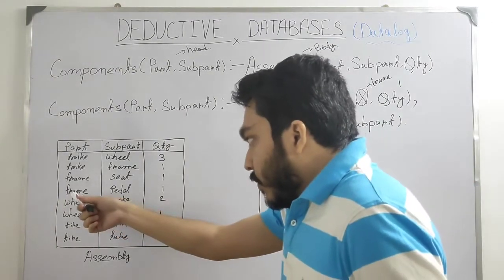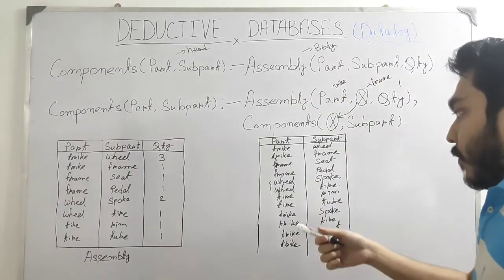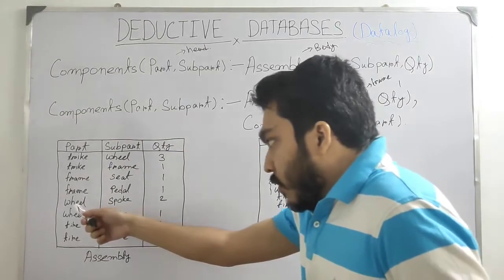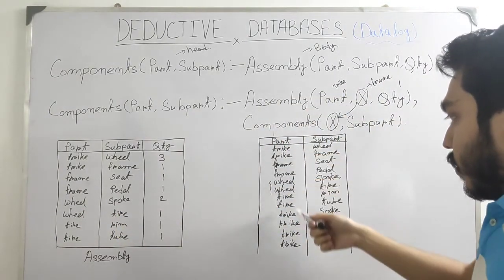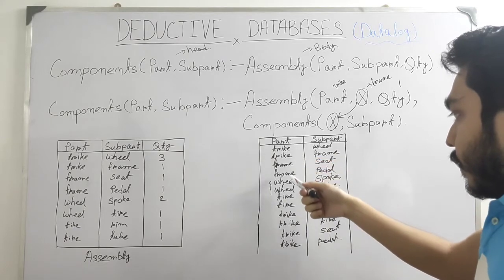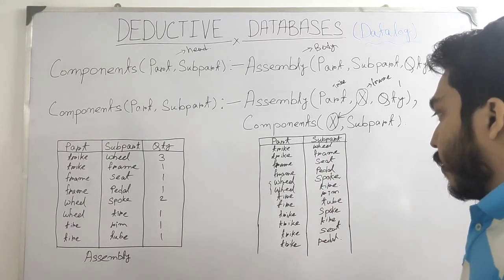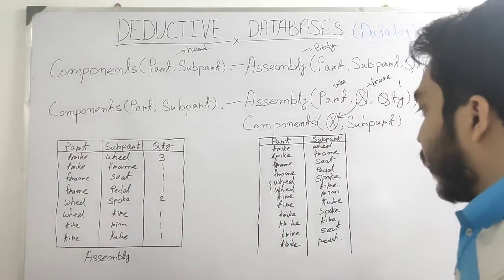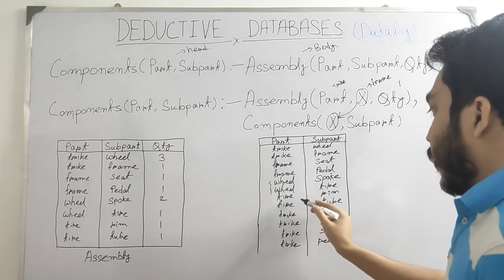Check for the next tuple, frame, pedal. Pedal is not there. Okay, then wheel, spoke. Then search for spoke. No, there is no spoke. Then wheel, tire. Then search for tire. Yes, we got tire here.